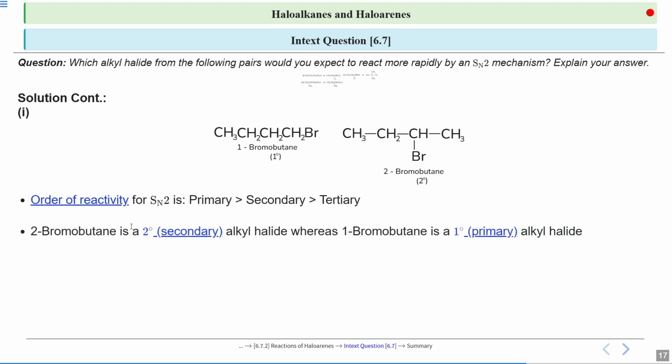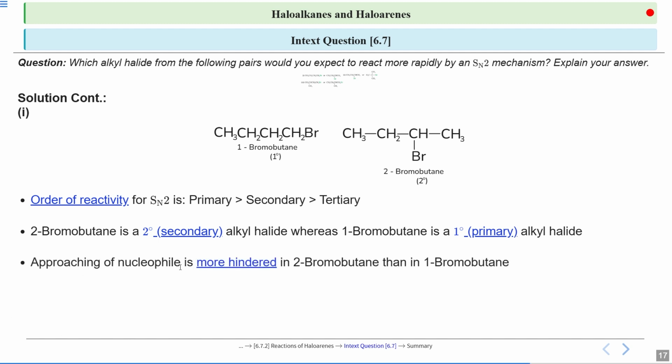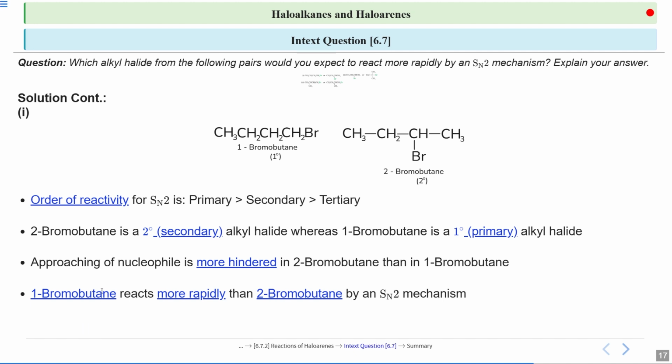So 2-bromobutane is a secondary alkyl halide, and 1-bromobutane is a primary alkyl halide. The approach of the nucleophile is more hindered in 2-bromobutane because it is secondary than in 1-bromobutane. So 1-bromobutane reacts more rapidly than 2-bromobutane, following the SN2 mechanism.